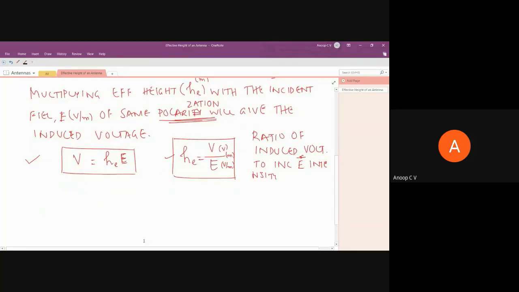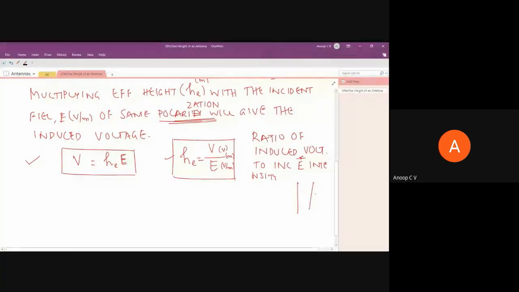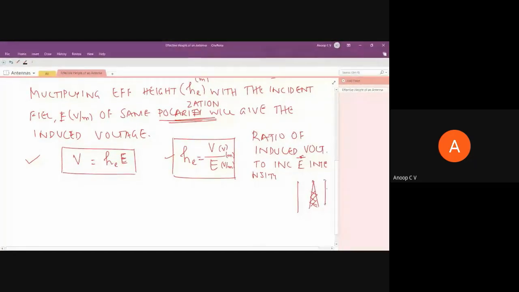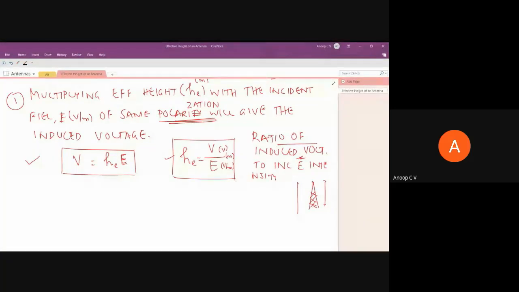So it is something related to aperture. I told you for wire type or tower type antennas, we are mostly interested in their height rather than their area. That's why we call it effective height. This is one definition of effective height, that is the ratio of induced voltage to the incident field intensity. Is it clear? Any doubt in this? It's just a definition. If any doubt, you can ask, otherwise I'll go ahead. Please feel free to stop me. So that is one way of defining it.